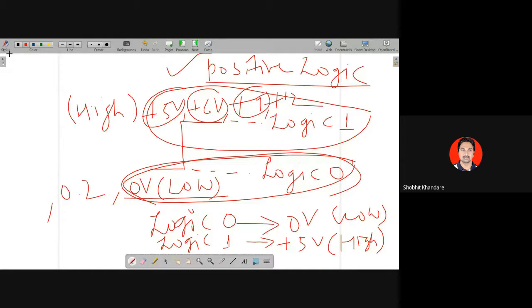Now, if I have to tell you about the logic families, one thing is clear: it is a group of compatible devices. What do we mean by compatible devices? Compatible devices means devices which are compatible with each other. And which are these devices? These are all ICs. IC stands for integrated circuit.